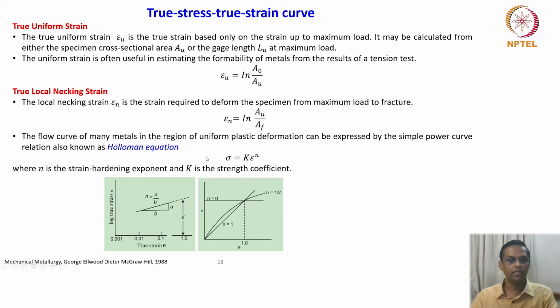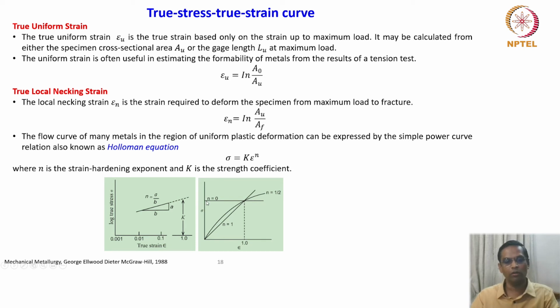So basically it is a log of true stress versus true strain. You get a straight line like this, and the slope will give you the n. A by b is n, and this is the k. For different values, what is the significance of n?